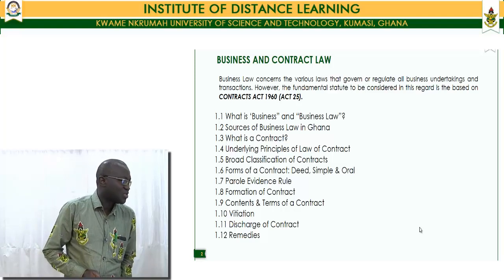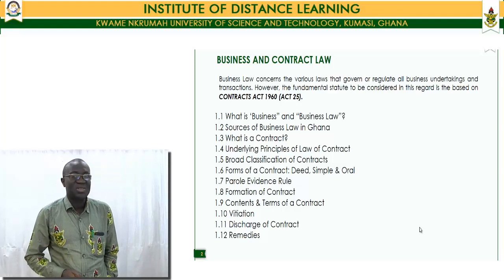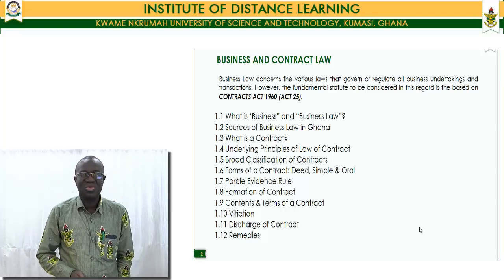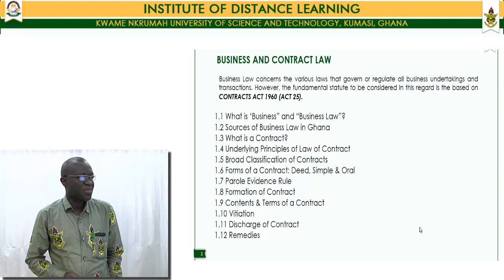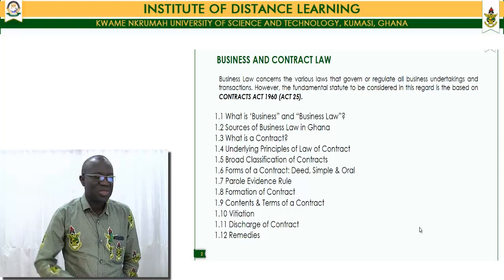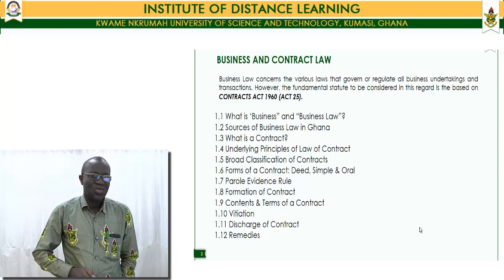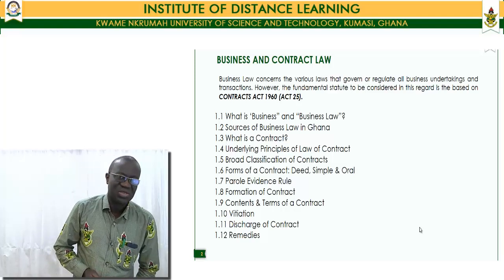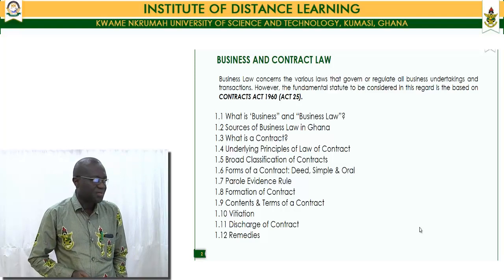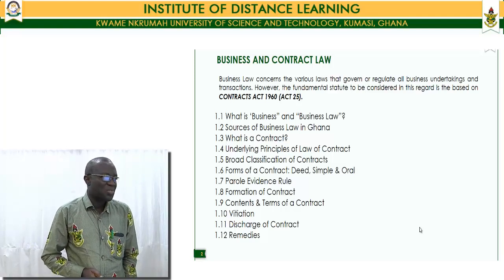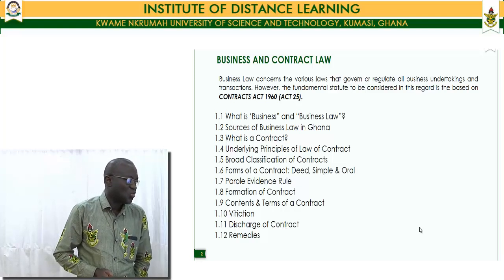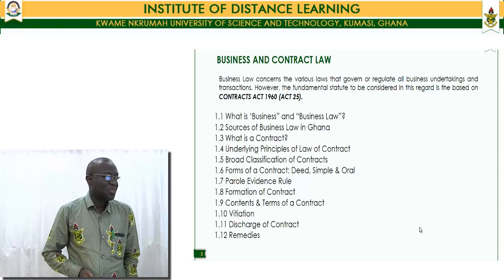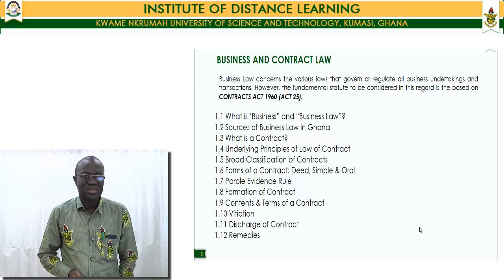We'll consider first and foremost what is business and what is business law. You must know the differences between the two. Then the sources of business law. Every law has a source of authority that we can refer to when we are talking about business in a particular area. Then we also have to understand what is a contract, which is the basis of any business transaction. The underlying principles of law of contracts is very important, so we'll discuss that also. And the broad classification of contracts.